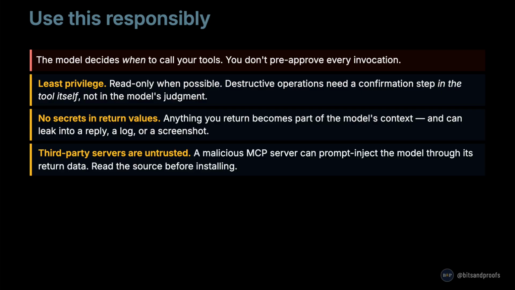Principle 3, treat third-party servers as untrusted. A malicious MCP server can prompt inject the model through the data it returns. If you are installing a community server, read the source first, especially for servers that touch your file system, your shell, or anything that can call out to the internet.